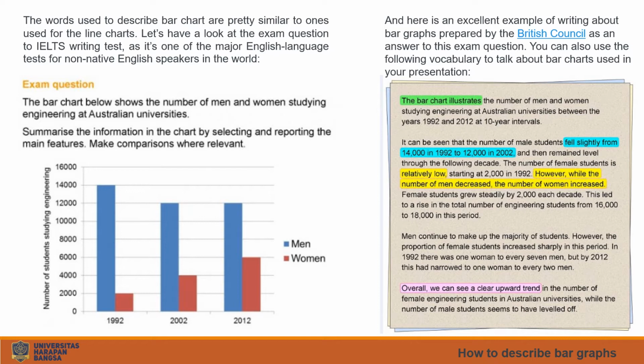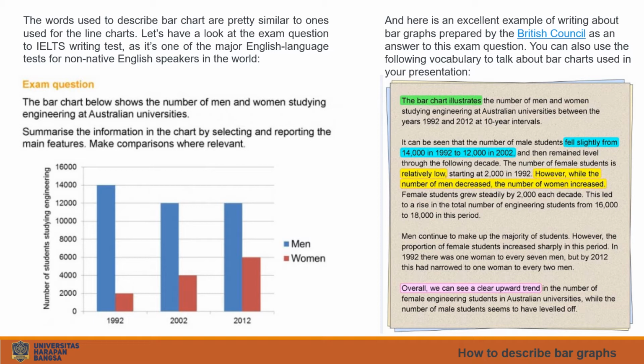Let's have a look at an exam question from the IELTS writing test, one of the major English language tests for non-native English speakers in the world. Exam question. The bar chart below shows the number of men and women studying engineering at Australian universities. Summarize the information in the chart by selecting and reporting the main features. Make comparisons where relevant. And here is an excellent example of writing about bar graphs prepared by the British Council as an answer to this exam question.